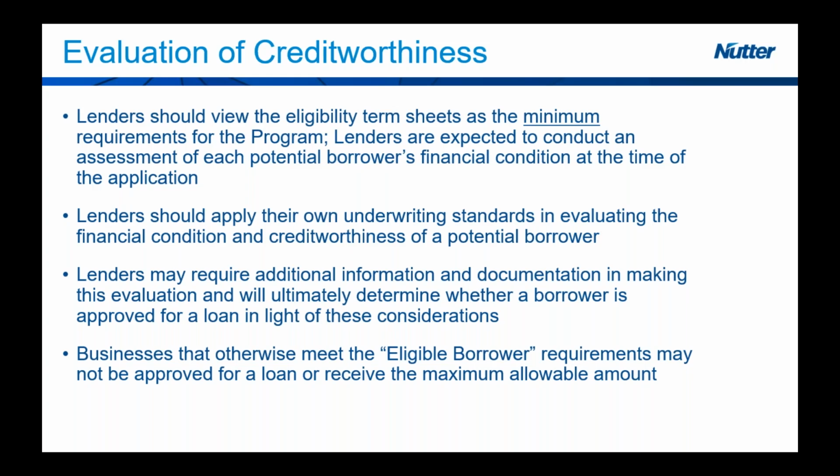The Federal Reserve makes it clear that lenders may require additional information and documentation beyond what's included in the term sheets. So it's ultimately up to the lenders to determine whether a borrower is approved for a loan in light of some of these considerations. This means that businesses that otherwise meet the eligible borrower requirements may not actually be approved for a loan or receive the maximum allowable amount from a lender. It's going to be up to the lenders to make those determinations.